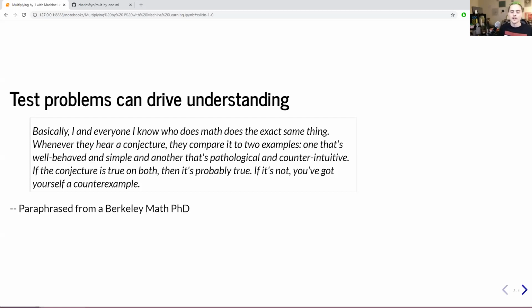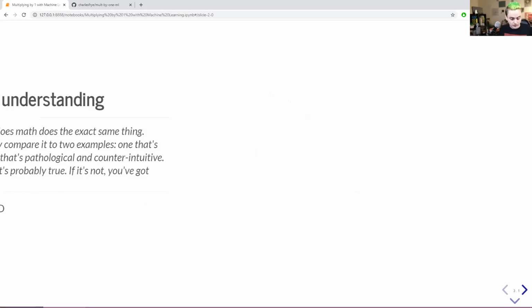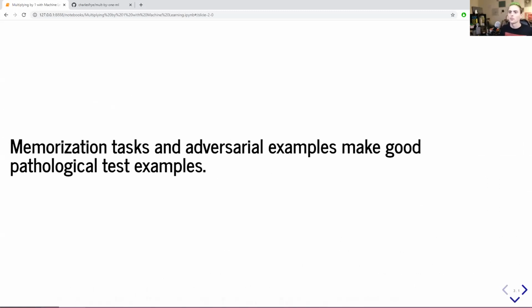So when it comes to trying to understand and think about machine learning, like what's going to work well, what's not going to work well, why to use a particular piece or why not to use a particular piece, or if somebody makes a claim about the nature of deep neural network training, I use the same tactic. And so my two examples, one of them is memorization tasks.